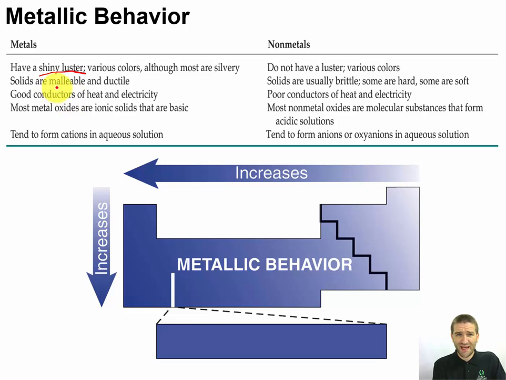Remember, malleable means you can hammer them, coming from the same root as the word mallet. And ductile means you can stretch them. So malleable means hammerable, to be shaped and hammered into a thin sheet, and ductile means can be stretched into wires. They're going to be good conductors of heat and electricity, and that's going to be because they can freely move energy through them very easily as electrons are being exchanged between different metal atom centers.